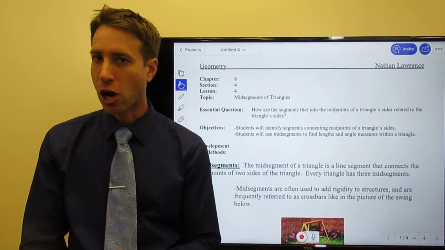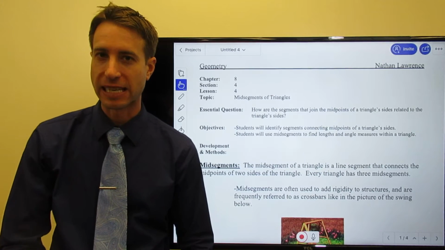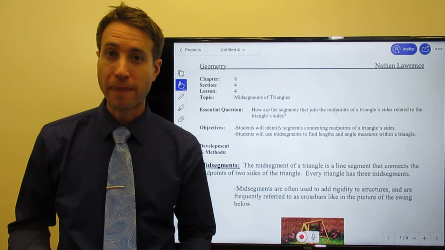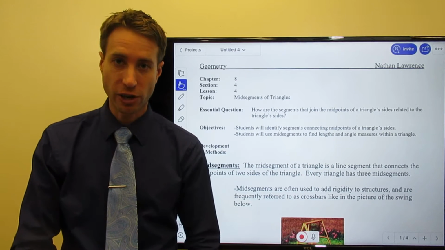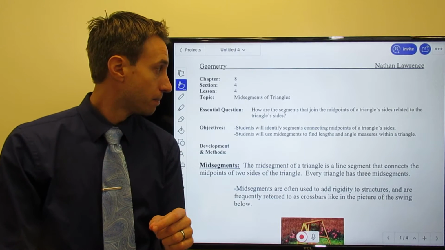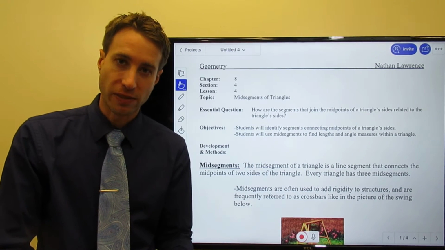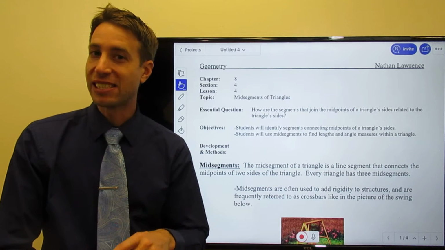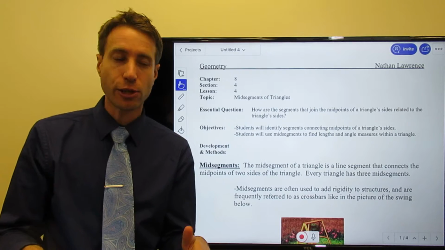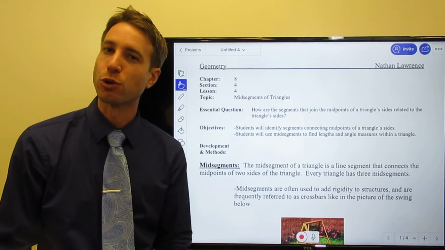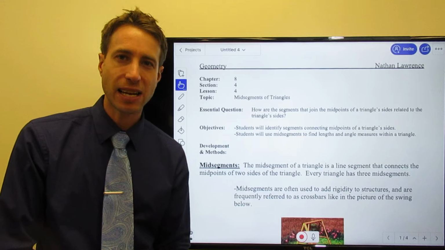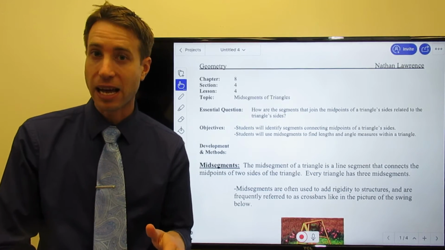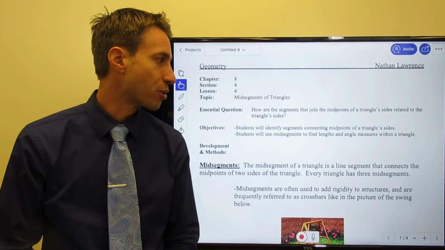Now we just got done talking about points of concurrency, how you find them, and the properties of those points of concurrency. Mid-segments are not points of concurrency. Mid-segments are not going to intersect. However, we still put mid-segments in the same grouping, or at least this is a great time to talk about it, because we're still drawing lines inside of a triangle. And so it fits pretty well here.